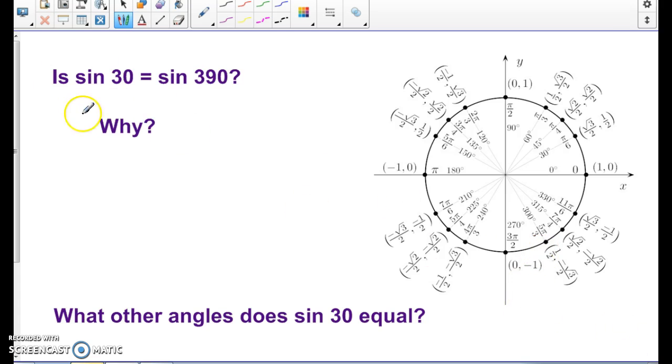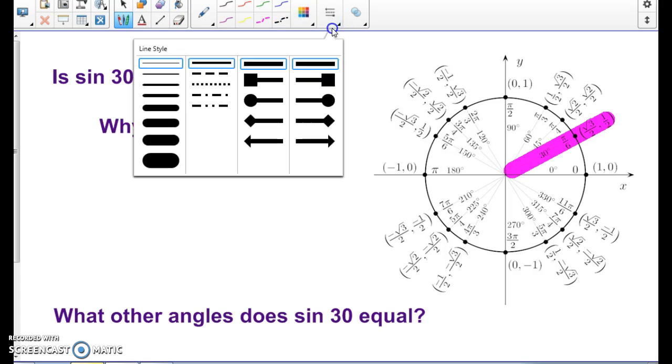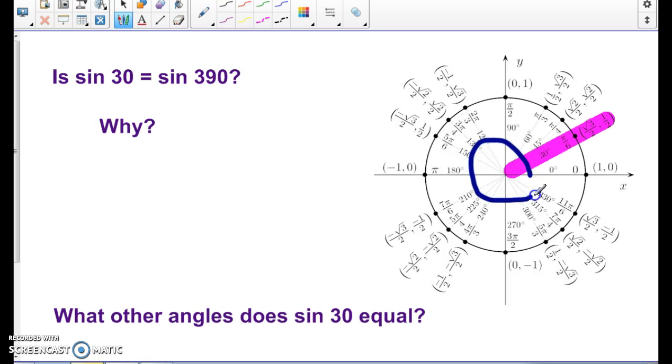Sine of 30 equals the sine of 390. Why? Here, the sine value of 30 is right here. Let's highlight it. Why is that the same as 390? Well, 390 is a full circle, 360 plus another 30. So they give you the same measure.